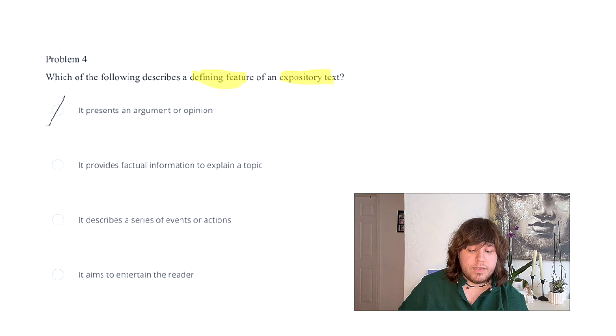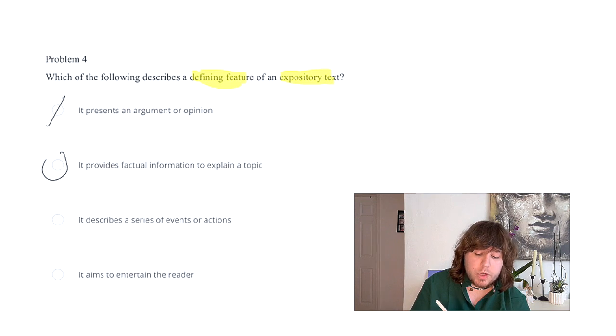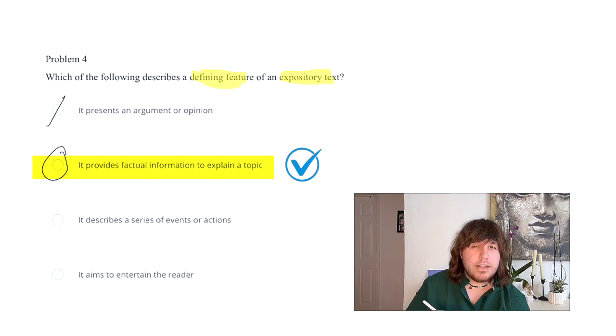B says it provides factual information to explain a topic. Yes, exactly. That is a defining feature of all expository texts. That's what they do, so that's why we pick B. C says it describes a series of events or actions. Okay, some expository texts might do that, but not all expository texts. So we can't say that that's a defining feature. That's why we get rid of C.